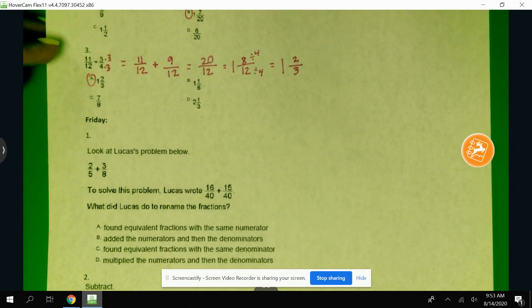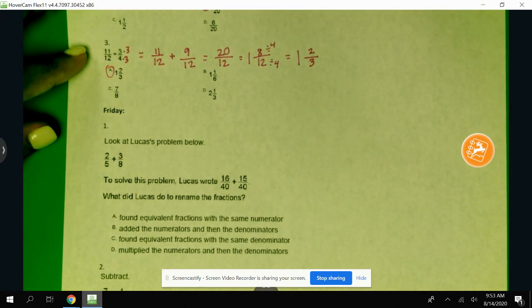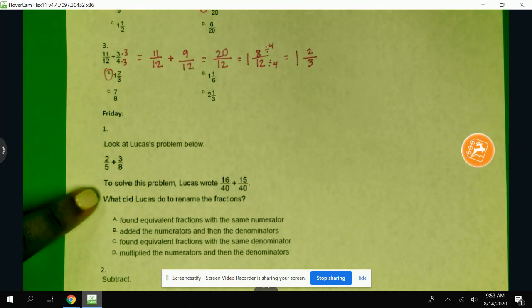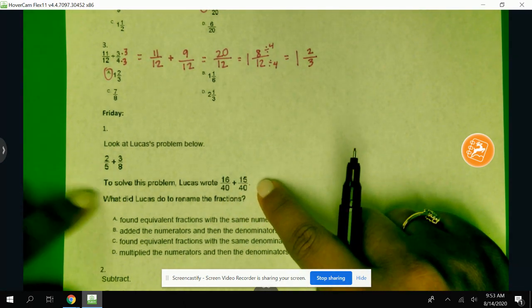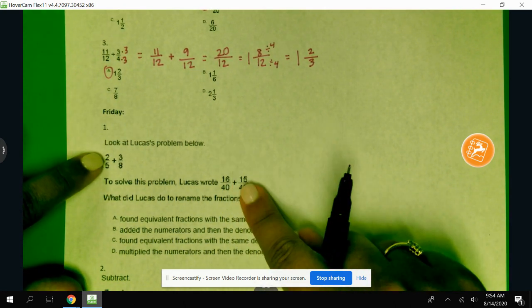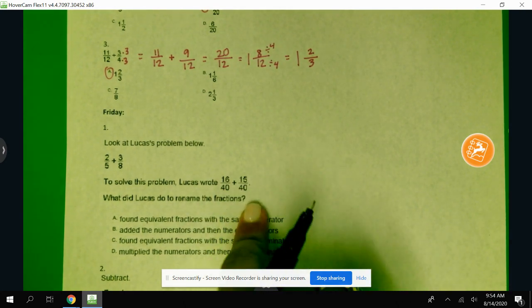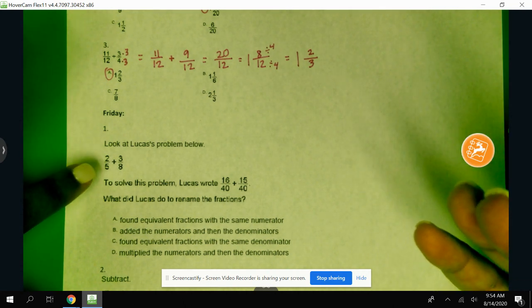All right, now moving on to Friday's. So it says, look at Lucas's problem below, 2/5 plus 3/8. To solve the problem, Lucas wrote 16 over 40 plus 15 over 40. What did Lucas do to rename the fraction? So how did he get from here to here? Okay, so he got that common denominator of 40, right? So what he did is he found the common denominator.